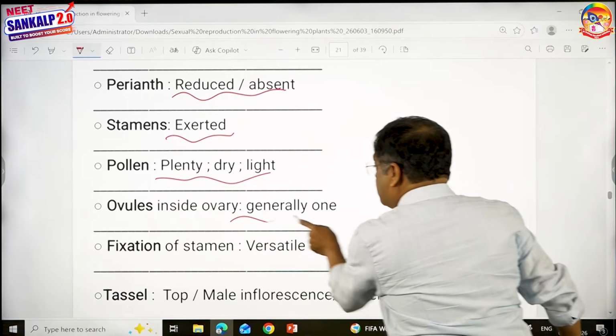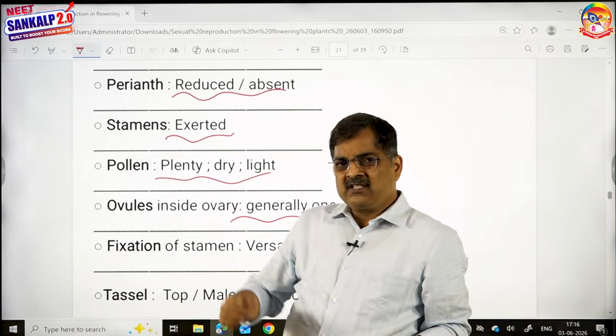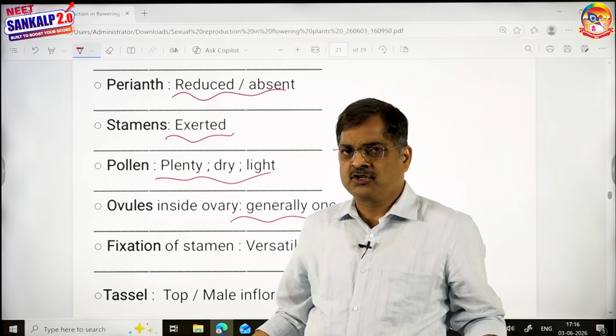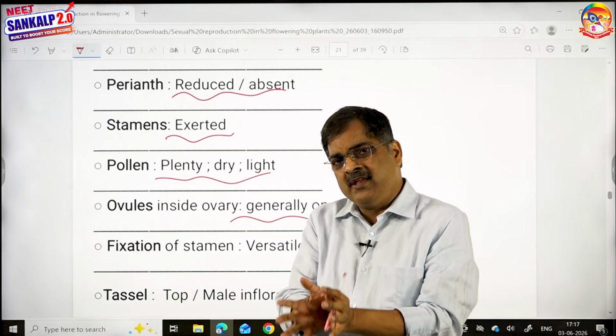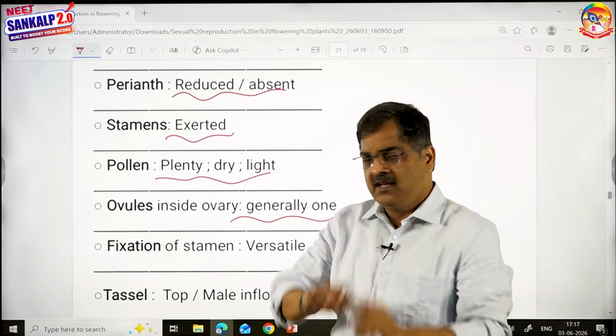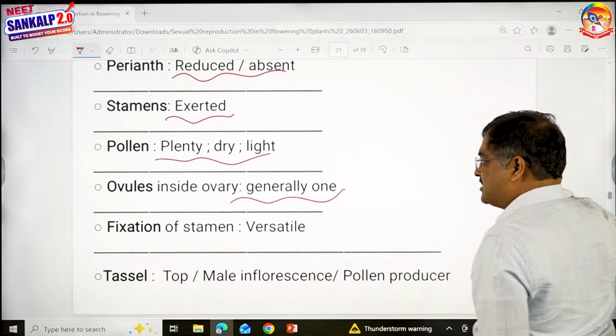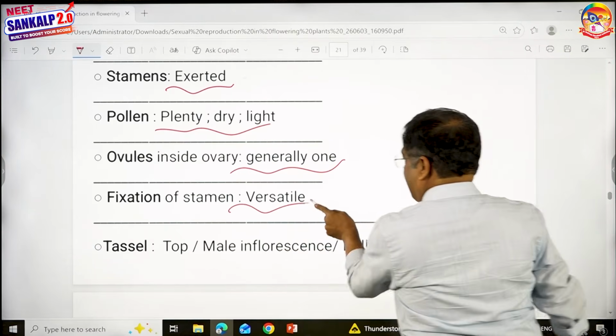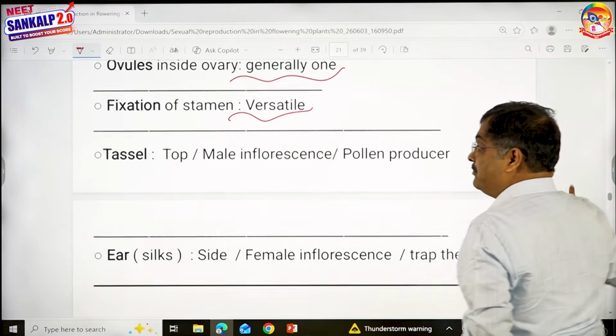Ovules inside the ovary should be only 1. Why? Because even if a single pollen reaches the stigma, the act of fertilization can occur. So therefore, having minimum number of ovules inside the ovary is always a good idea. Fixation of stamen is versatile. The anthers can rotate like this, this point is important.